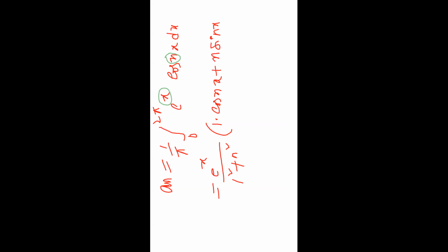First of all, e power ax by a square plus b square. Here, a equal to 1. So e power x by a square plus b square means 1 square plus n square. Next, a cos bx, a equal to 1, cos bx means cos nx, plus b sin bx, b means n sin nx, in the limits 0 to 2 pi.